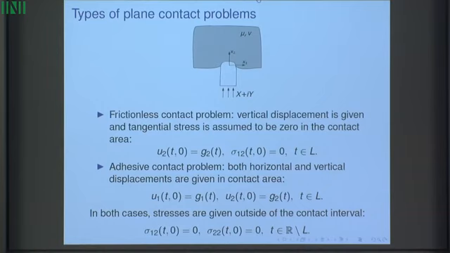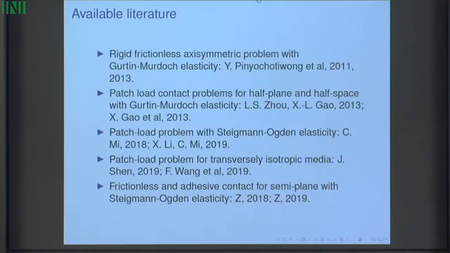And this works for Steigmann and Ogden elasticity as well. So it's relatively easy to obtain solutions to these patch load problems. But for contact problems, it doesn't quite work this way. One of the problems is that the conditions are different inside and outside. Okay, so what has been done in this area? The work in this area goes back to 2011. It starts in 2011 with Gurtin-Murdoch elasticity. So the majority of this work is actually about Gurtin-Murdoch elasticity.